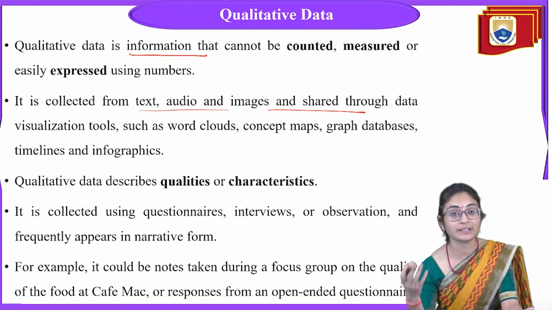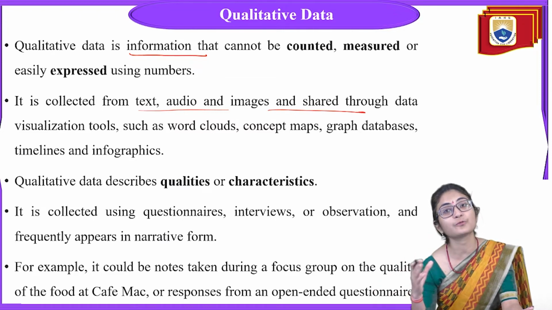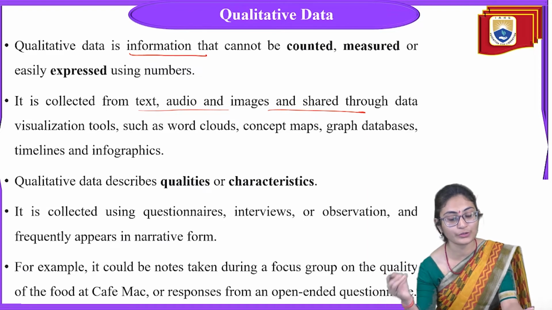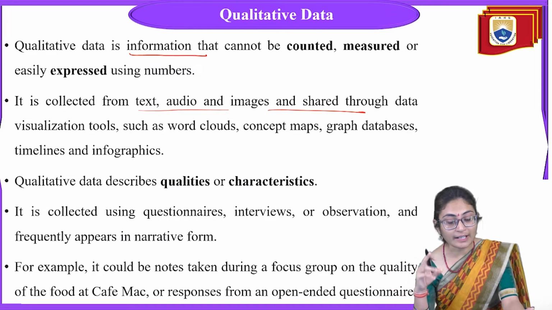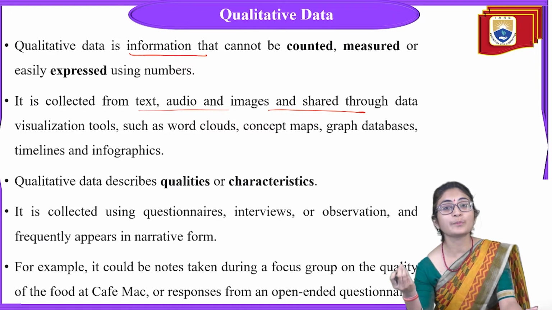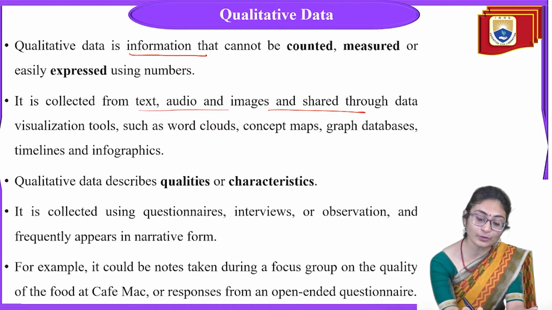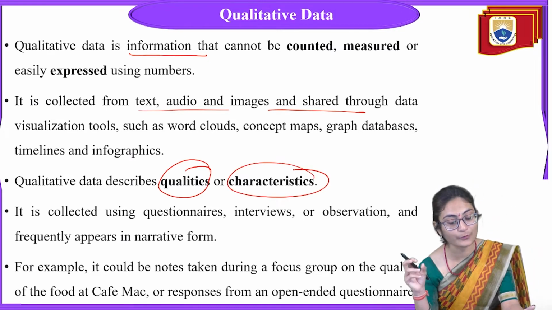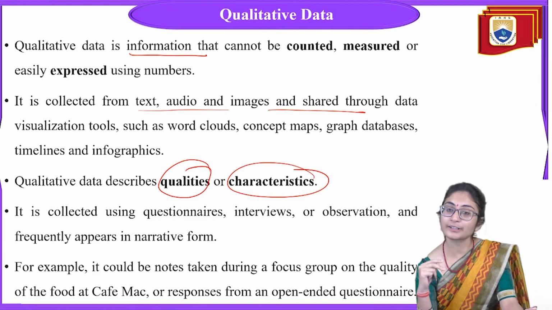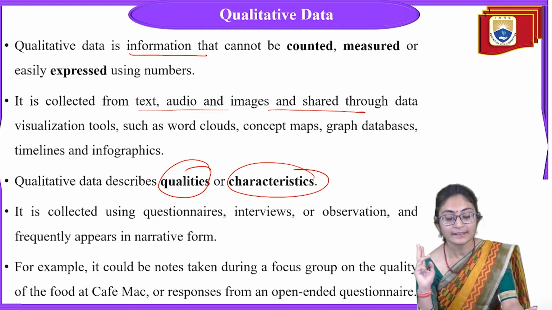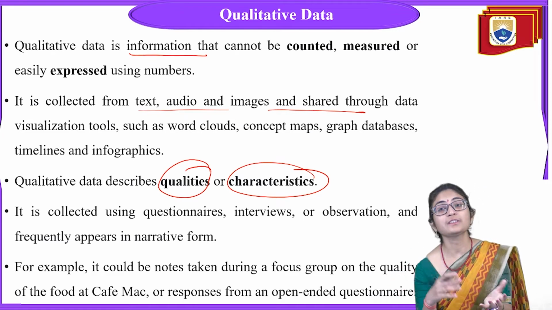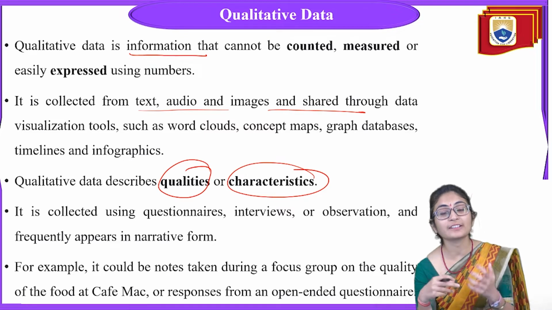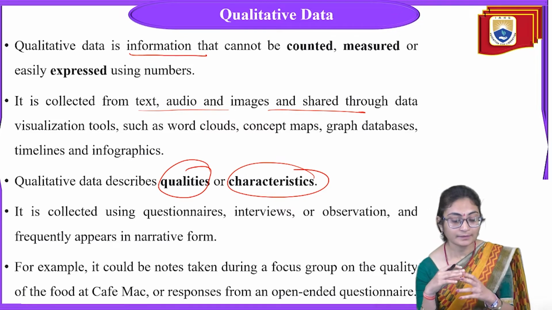That means you can collect data from various sources like text, audio, images, and it can show only the quality of data. Qualitative data mainly describes the qualities, or you can say the characteristics, of your data. And it is collected using questionnaires and interviews. You can even observe and collect the data.